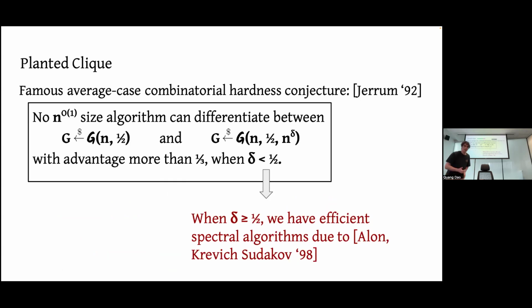And for this delta parameter, roughly speaking, if delta is greater than or equal to 1/2, this is the transition point between the planted structure being globally hidden and the planted structure having a noticeable global effect. So when delta is greater than or equal to 1/2, we have efficient spectral algorithms due to Alon and co-authors to not only determine if there is a clique, but to actually find it.